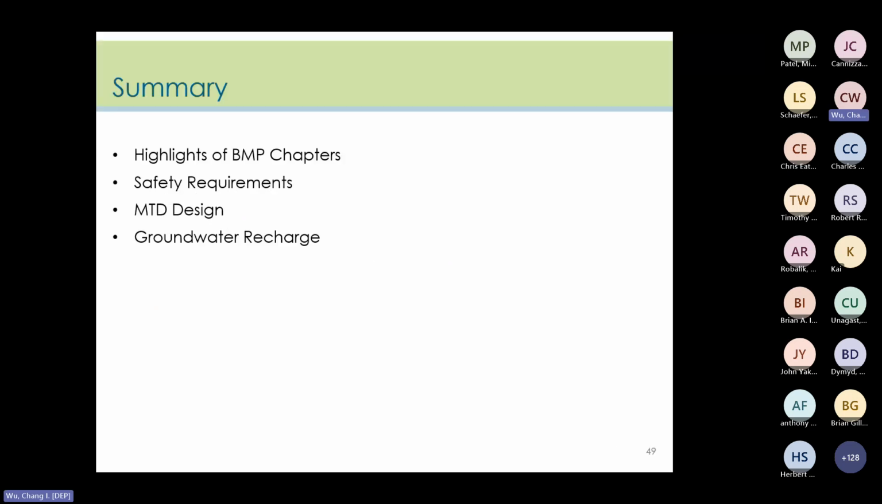So in summary, I addressed the BMP chapters. I highlighted part of them, but please read those design criteria. And I also addressed the safety requirements and the MTD design and groundwater recharge.